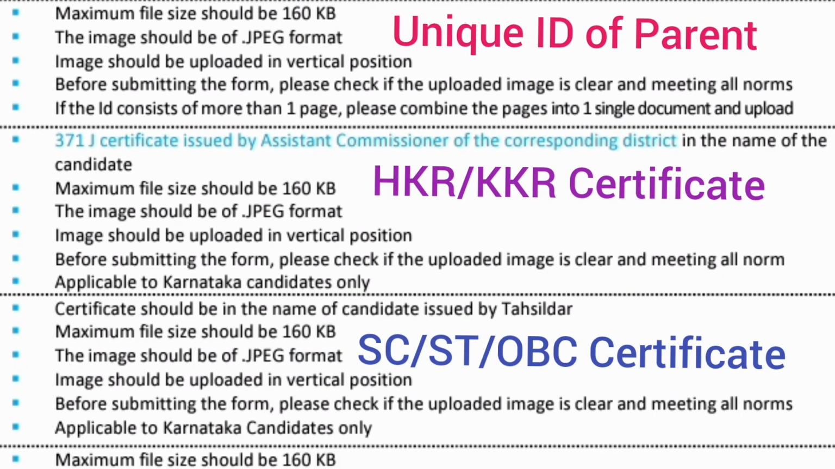The unique ID of the parent is similar to your unique ID. It can be his Aadhaar card, voter ID card, etc., and all the details. It is the same guideline, less than 160 kb, JPEG format, and the image should be in vertical position. Now the other one, the 371J certificate, right?